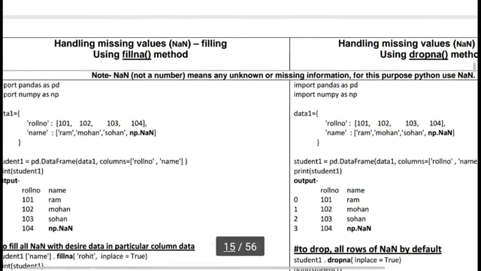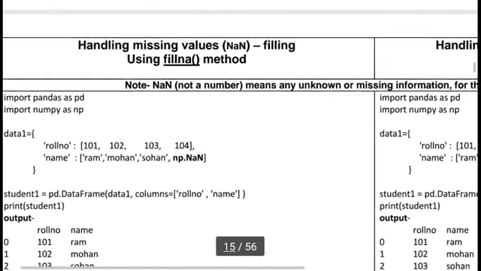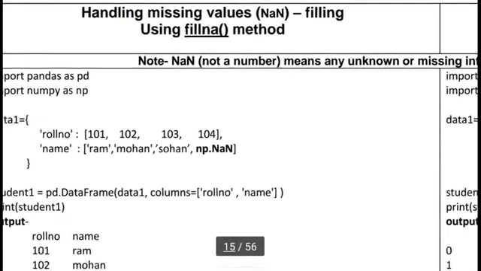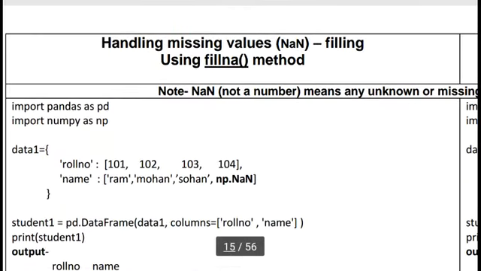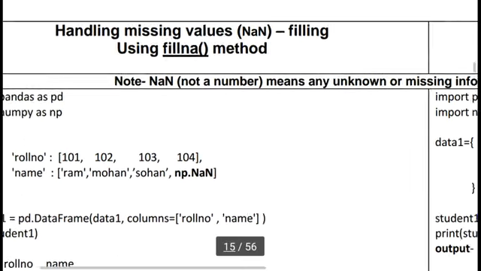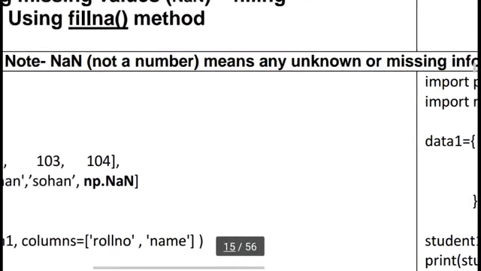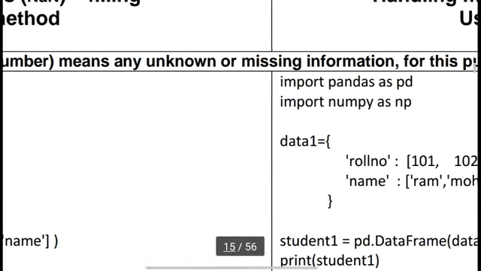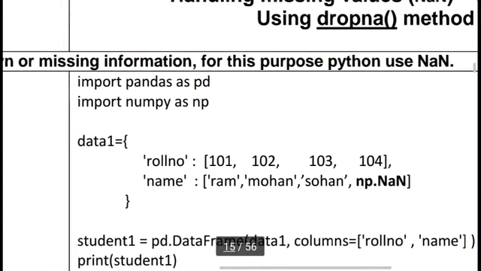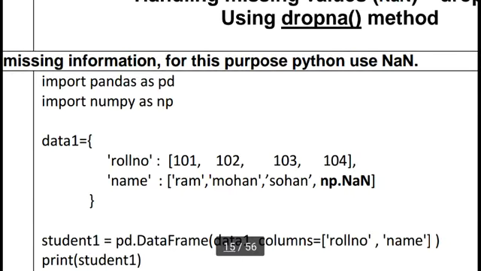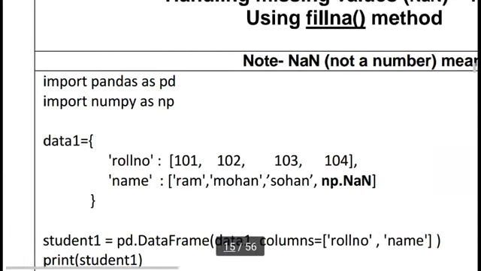So first we can see how to handle missing values, meaning NaN, using the fillna method. Note, NaN means not a number, meaning any unknown or missing information. For this purpose pandas uses NaN. So here I am taking one example.